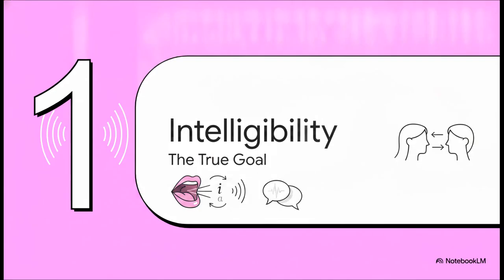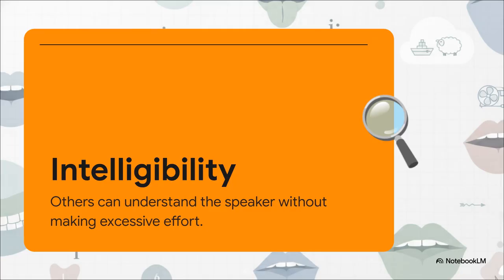Section 1. Intelligibility over accent, the true goal of pronunciation. So let's talk about a huge paradigm shift in language education. For the longest time, the focus was kind of stuck on trying to make students sound exactly like native speakers, basically trying to erase their accent. But honestly, that is not the goal at all. The real objective is communication.